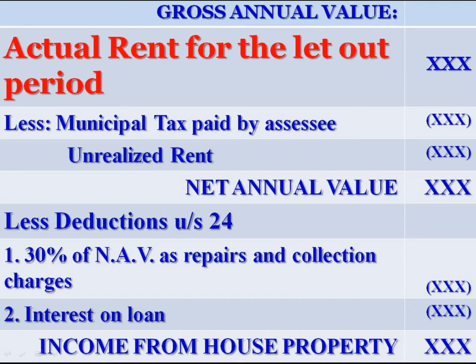From gross annual value, deduct municipal tax paid by the owner, paid by the assessee, and unrealized rent, we get net annual value. From net annual value, less deductions under section 24. First, standard deduction, 30% of net annual value for repairs and collection charges. Second, interest on loan. By deducting these two items from net annual value, we get income from house property. This is the format for computing income from house property of a property which is let out during the previous year and remained vacant a part of the previous year.